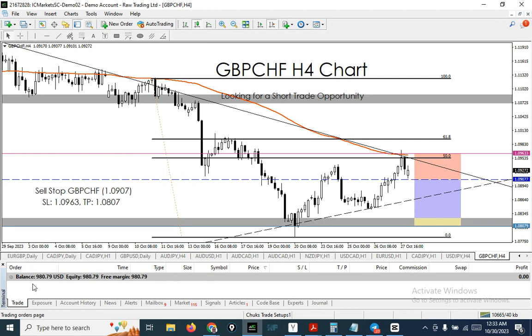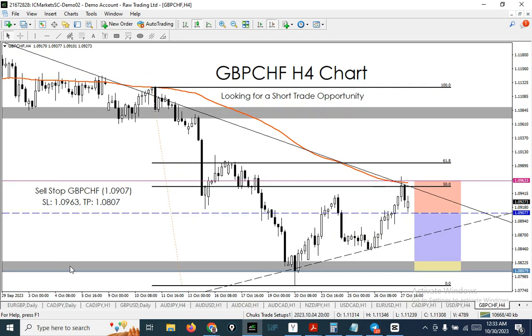So how do you calculate your lot size? Look at the parameters you need. You need the number of pips from the entry to the stop loss. So how do you calculate that? You grab your crosshair, you drag it from here, from the entry price to the stop loss price.